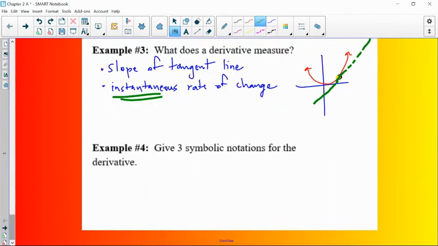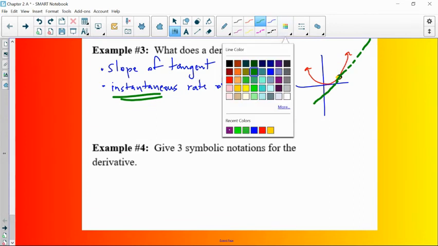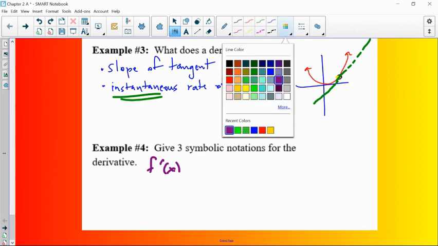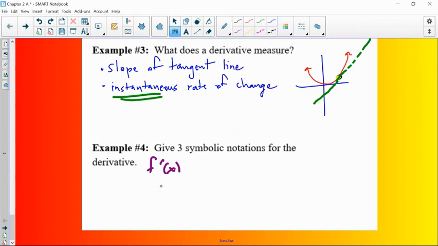Okay, now the last thing on this video that I'll put, it says, give 3 symbolic notations. Well, we've only covered one, so we definitely should take notes on the other ones. One of them could be f prime of x, right? Or it could be g prime of x if your function was g, or h prime of x, okay? But there's another notation. I guess you could also say y prime. I guess that's another one I was thinking about. Instead of function notation, if it's y equals, you can call it y prime.